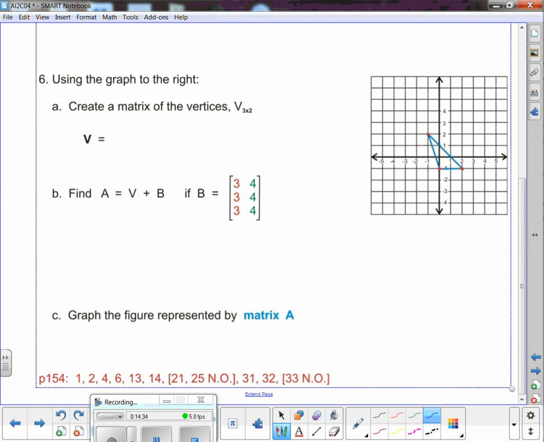Number 6, using the graph to the right, create a matrix of the vertices. Only this time we want a 3 by 2. Can you do that? You did some of this last night. So take that and make it into a 3 by 2. Let me give you a point so that you put it in the order that I have mine. Let's call this point A, and we'll call this point B, and we'll call that point C. So make up a 3 by 2 matrix using those points, just like you did last night.